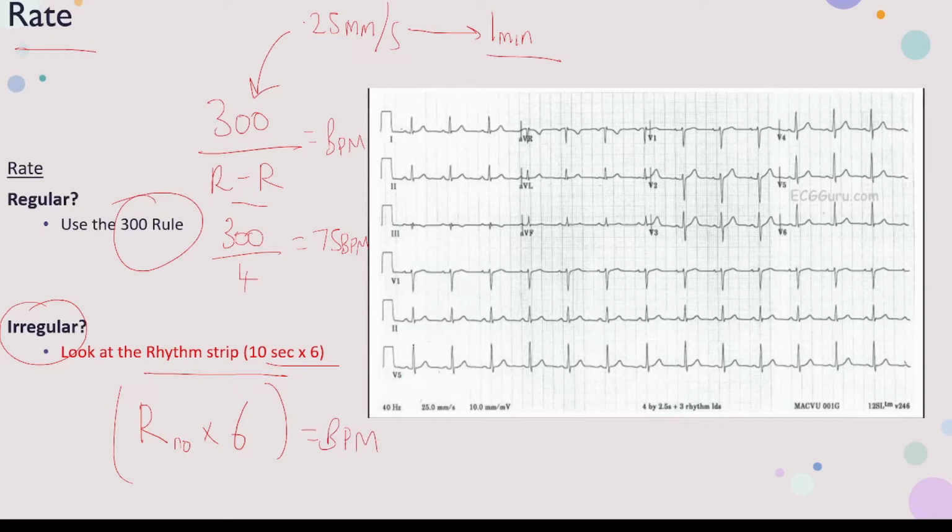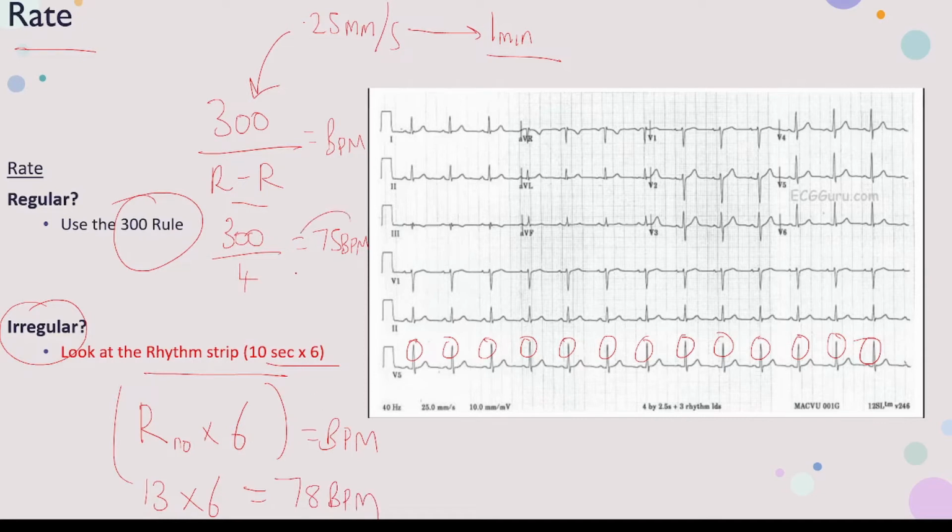So let's do that. We have 1, 2, 3, 4, 5, 6, 7, 8, 9, 10, 11, 12, 13. So here we have 13 R waves, and then all we do is times it by 6. And what do we get? We get around 78 beats per minute.